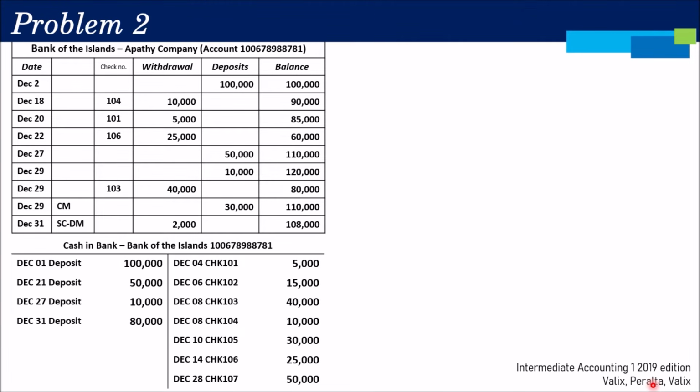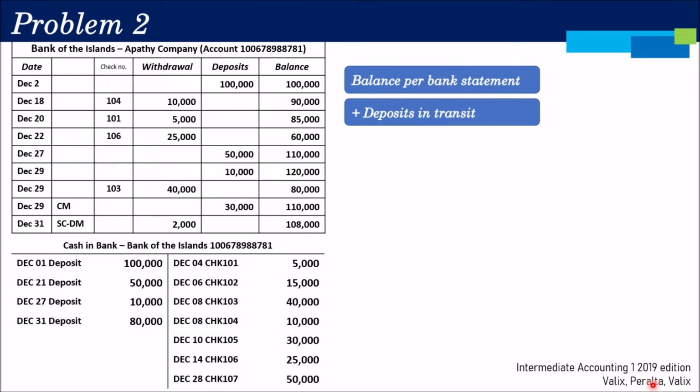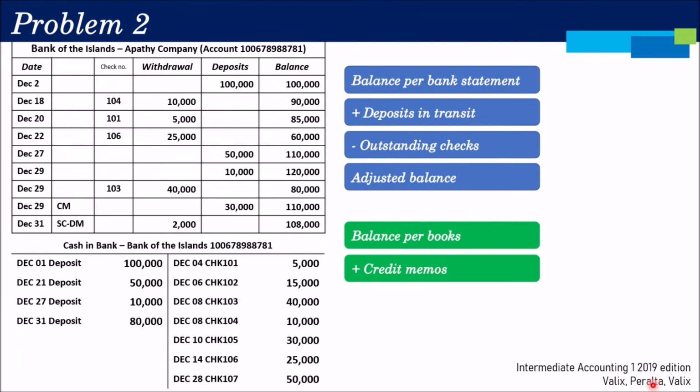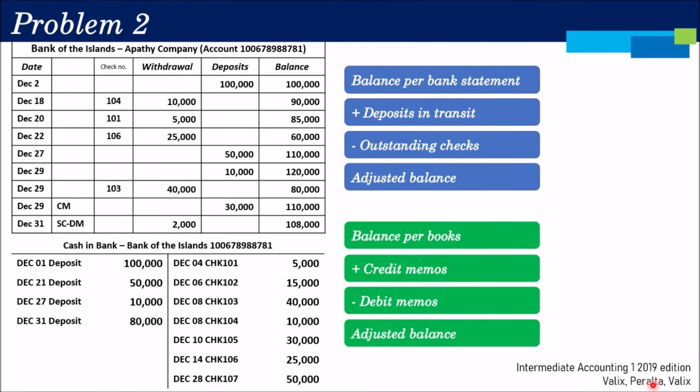Balikan po natin yung formula ng bank reconciliation. Again, we start with your balance per bank statement and then add po natin yung deposit in transit and minus outstanding check to get your adjusted balance. And then on the book side, balance per books or per ledger, credit memos, add po natin, deduct po natin si debit memos and your adjusted balance. Hindi po muna ako naglagay ng errors para mas simple po yung discussion.